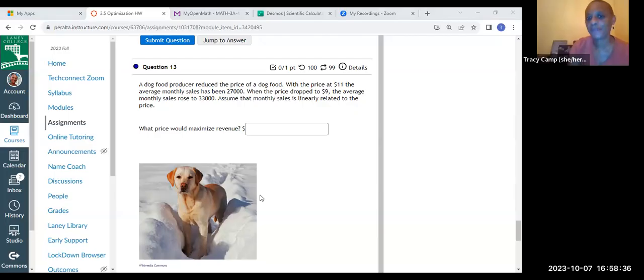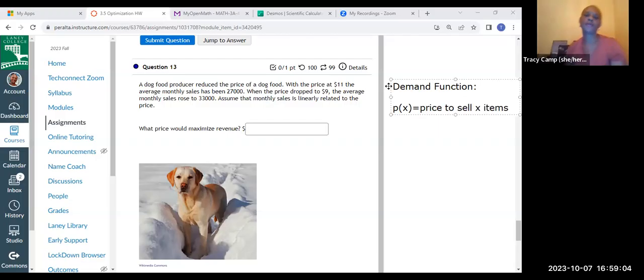So in order to find revenue, you have to find something that's called demand, a demand function. And the demand function basically represents price, if you want to sell X items. So if I want to sell X items, the demand function tells me what price I need to sell them at to sell that number of items.